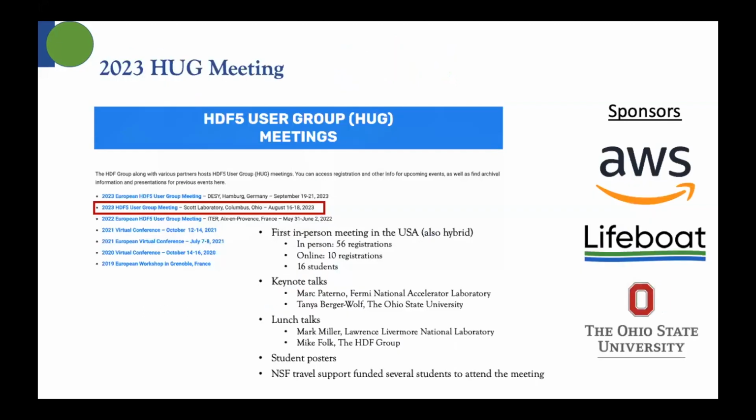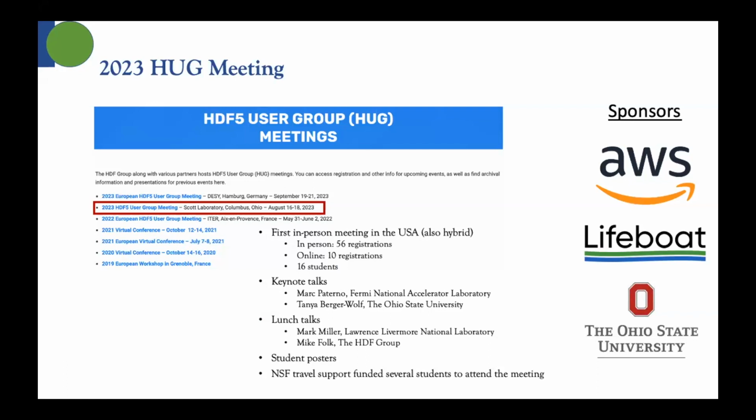A little bit about this user group meeting. We had a couple of those user group meetings in the past 2 years during COVID, and most of them were online. There were a few in Europe that are also called the European HDF user group meetings. For this first in-person and hybrid meeting, we have about 56 registrations for in-person attendance and 10 registrations for online. There are 16 students, and it's a great opportunity for the students to mingle with a lot of seasoned scientists and researchers in HDF5. I would urge the students to talk to everyone and get as much information as possible.